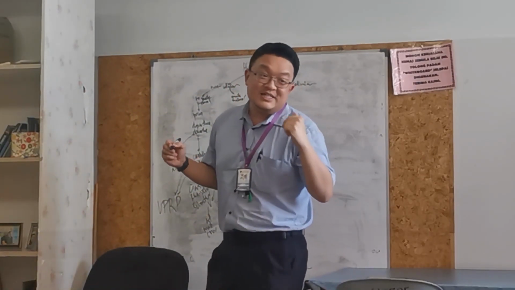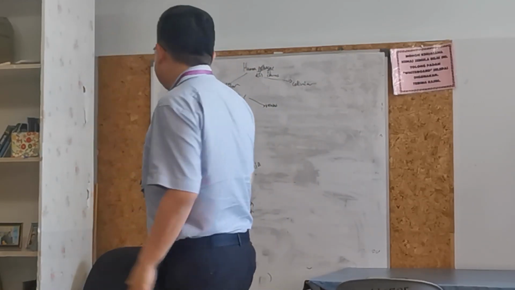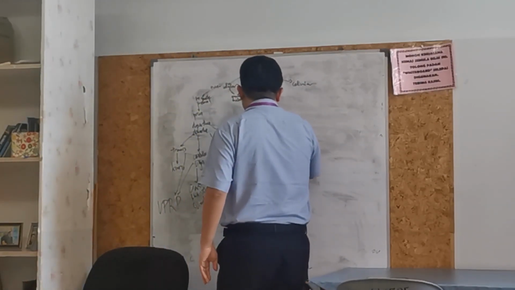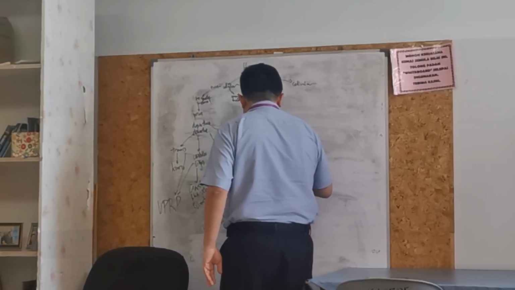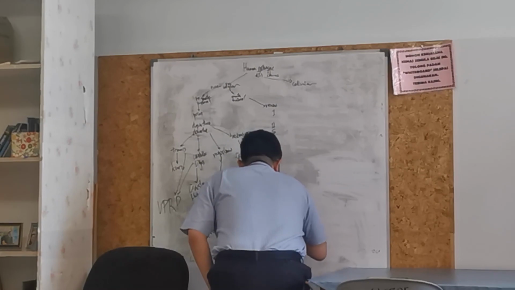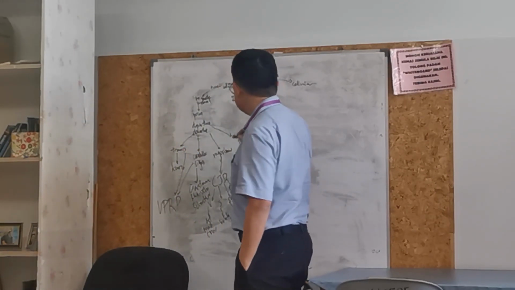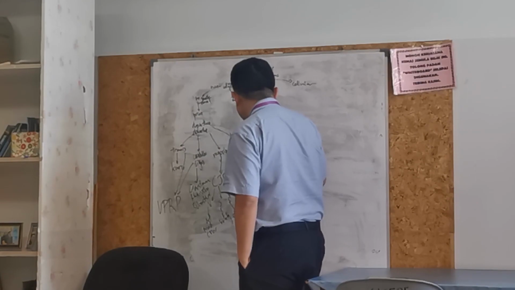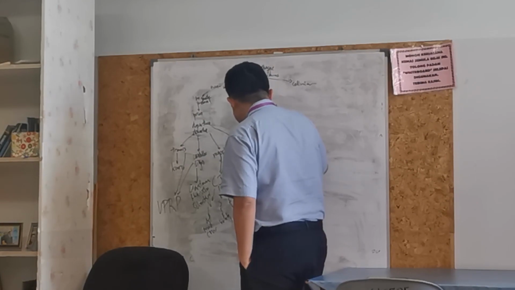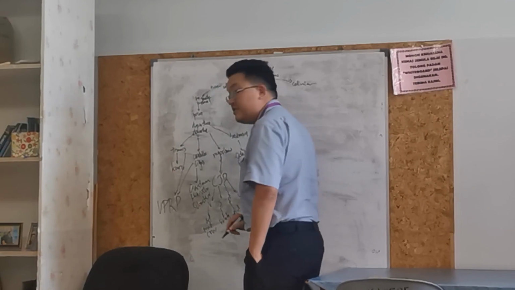How many types of Baltimore classification are there? Seven. Excellent. So you have 1, 2, 3, 4, 5, 6, and 7. Classes 1 and 2 are your DNA viruses. Classes 3, 4, and 5 are your RNA viruses. Classes 6 and 7 are your reverse transcriptase viruses.